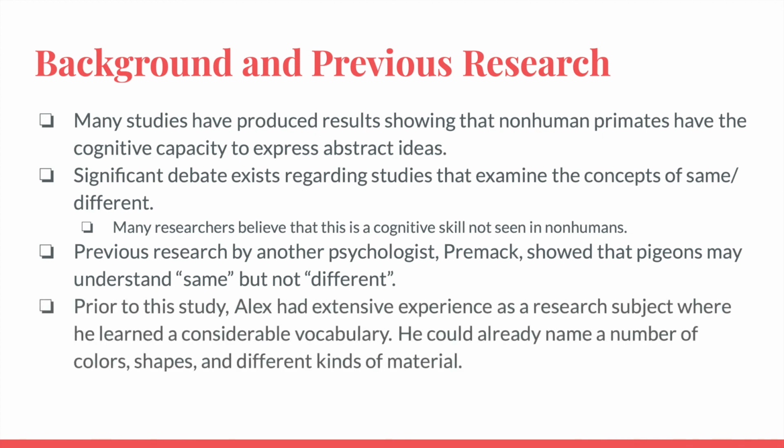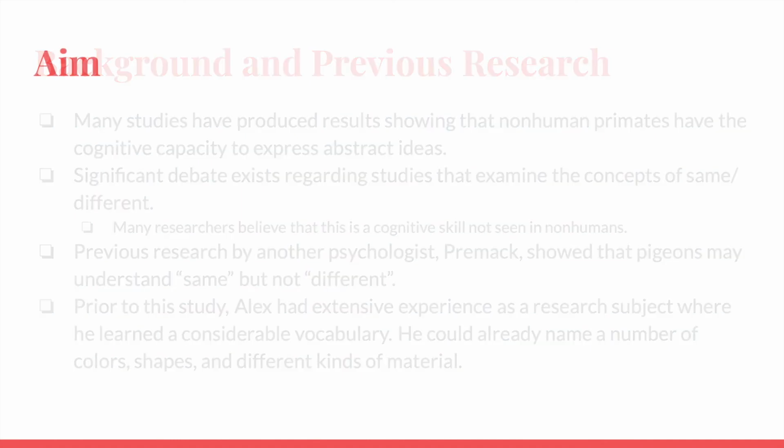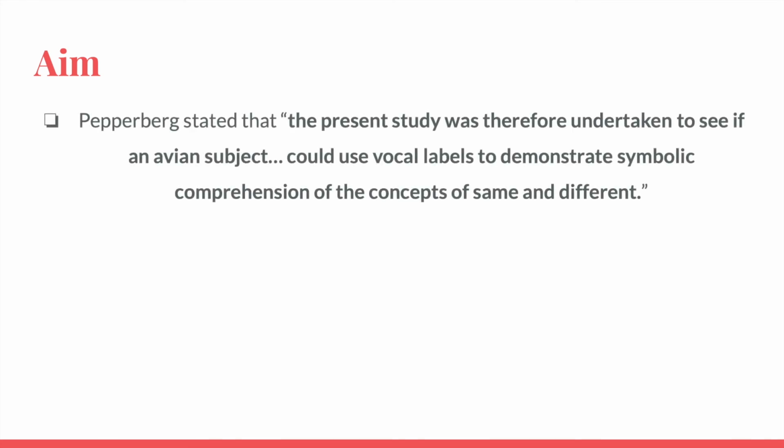As for Alex the bird, he had extensive experience being a test subject from previous studies and training. Alex was already able to name a variety of colors and shapes, as well as different kinds of materials. While the aim was not announced clearly, Pepperberg did state, "The present study was therefore undertaken to see if an avian subject could use vocal labels to demonstrate symbolic comprehension of the concepts of same and different." The avian subject referring to Alex the bird.